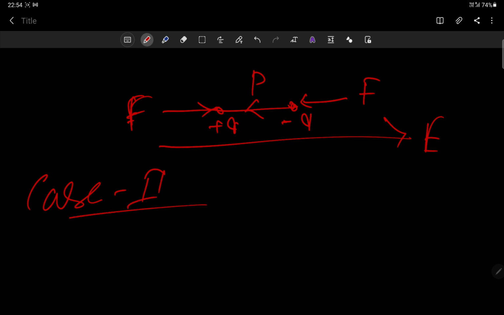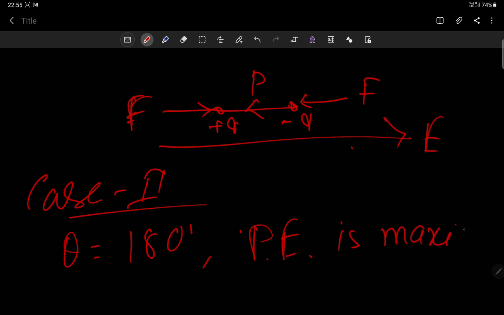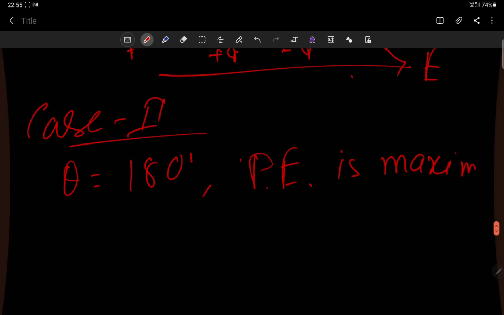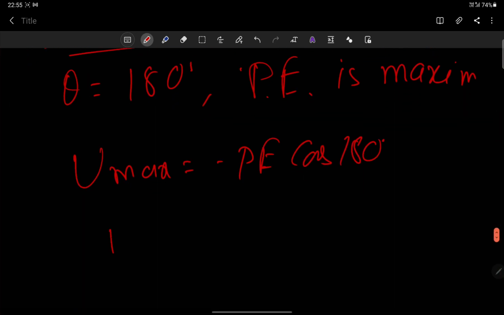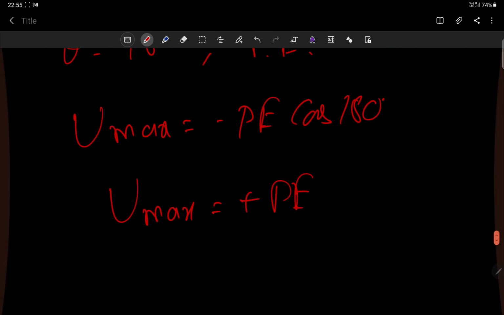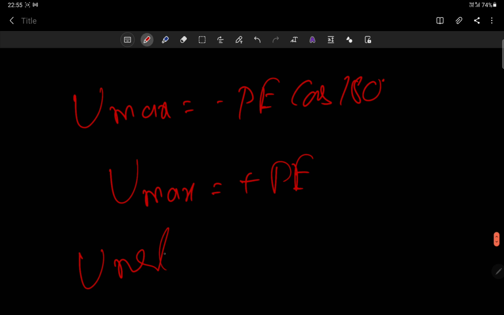In this case, what is the angle between P and E? It is opposite, that means 180 degree, correct? When the angle is 180 degree, the potential energy is maximum, and it is called unstable equilibrium. So U max is minus PE cos 180 degree, or U max is equal to, cos 180 is minus 1, plus PE. This is the condition for unstable equilibrium.